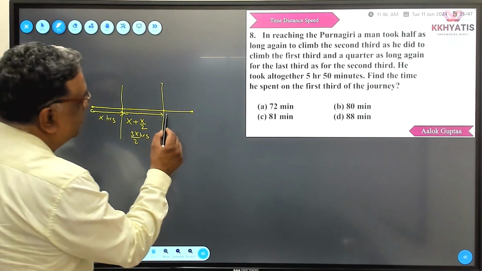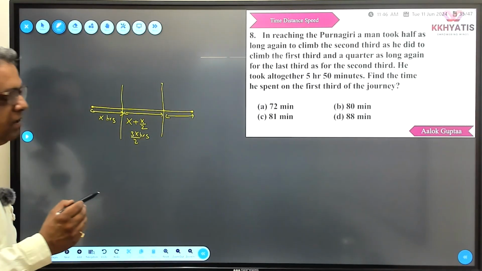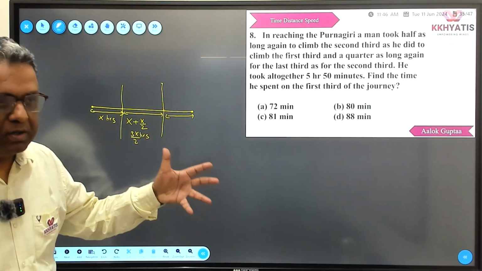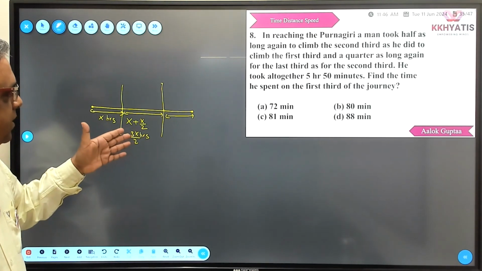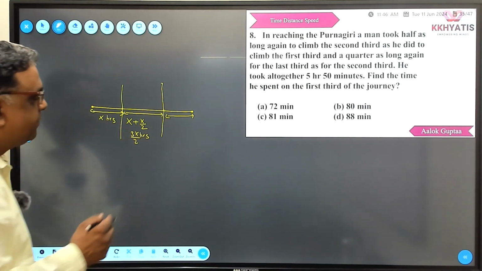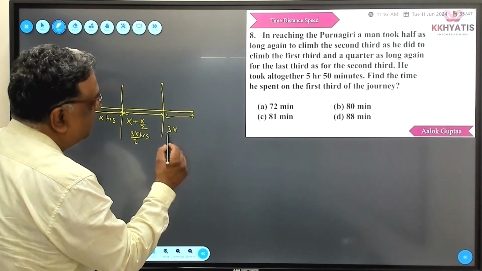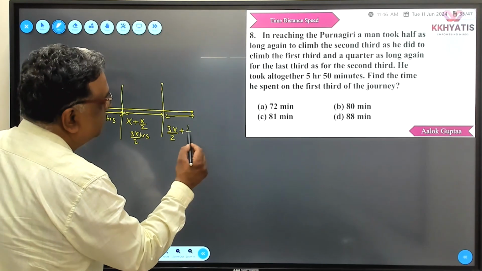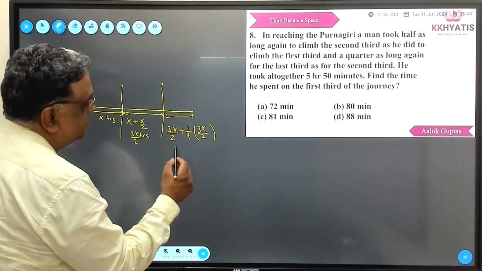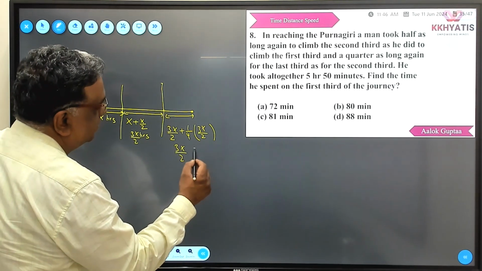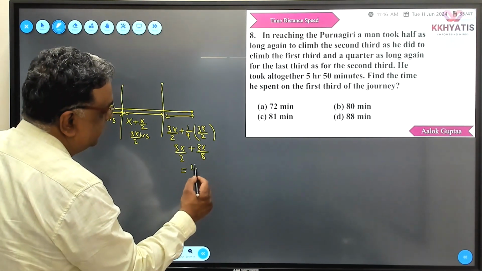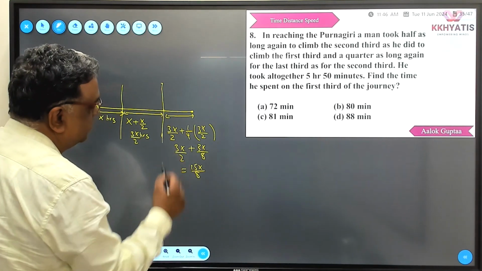Now the third part of the journey, he took 1/4 time more than the second third, which means 3x by 2 he took anyway, plus 1/4 of 3x by 2 more, which means 3x by 2 plus 3x by 8, which becomes 15x by 8. So that is the time it took.